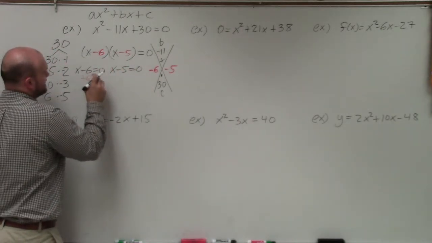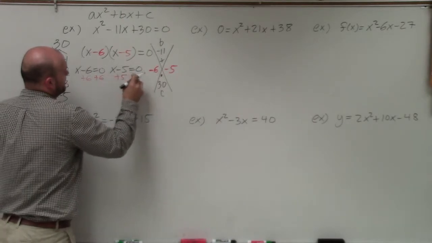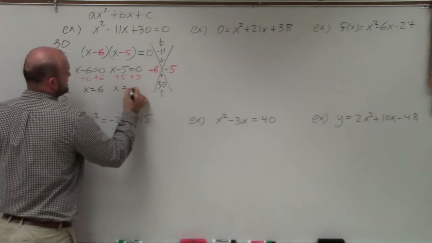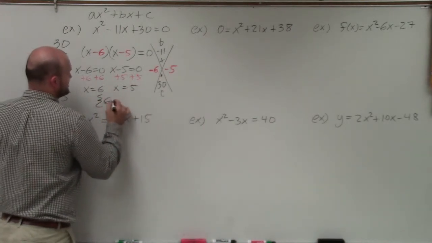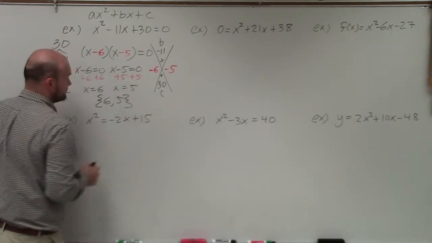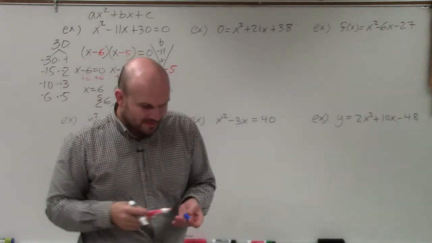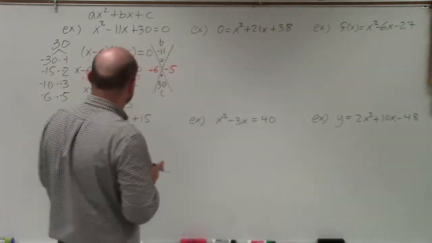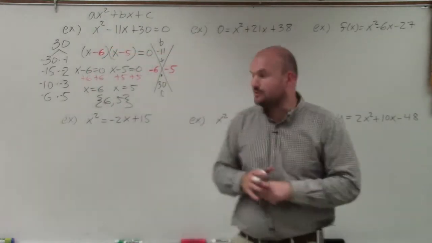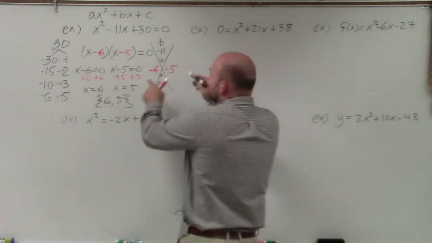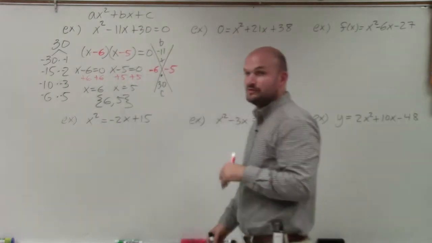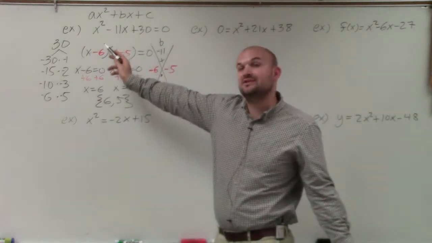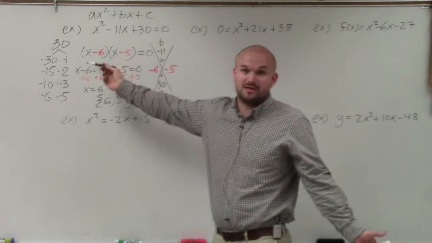Now I just add 6, add 5, and I obtain x equals 6 and x equals 5, or the solution set {6, 5}. OK? So basically, ladies and gentlemen, that's really what we're going to be doing here. When you're looking at the factors, I don't want to go through the whole definition, but that's basically what you're doing. You're looking into what two numbers multiply to give you 30, or multiply to give you your constant, and then add to give you your coefficient of your linear term, or that middle term.